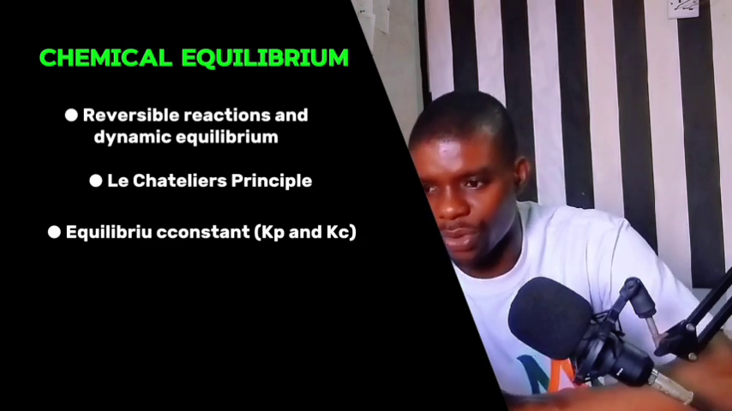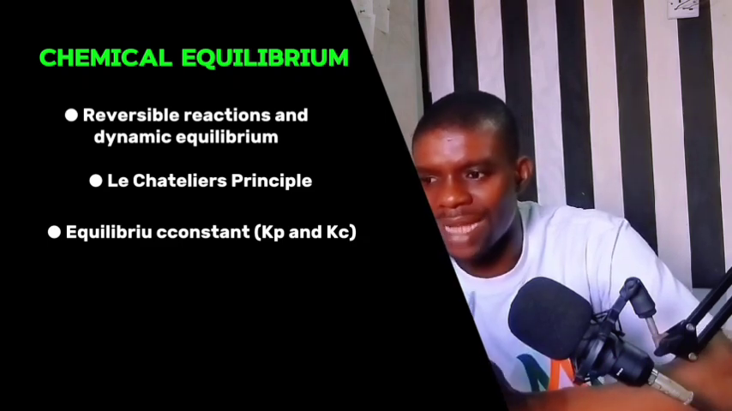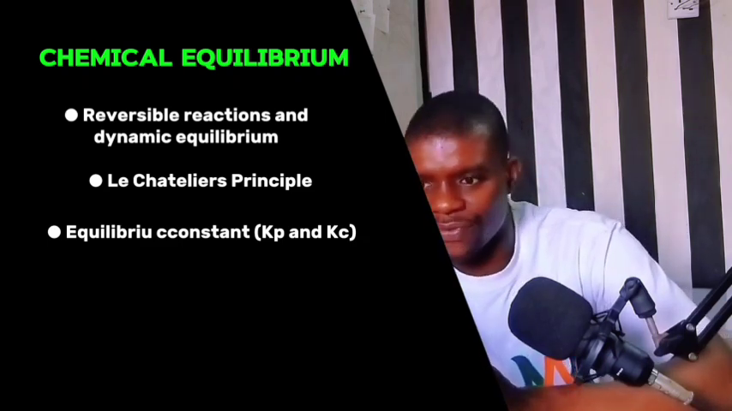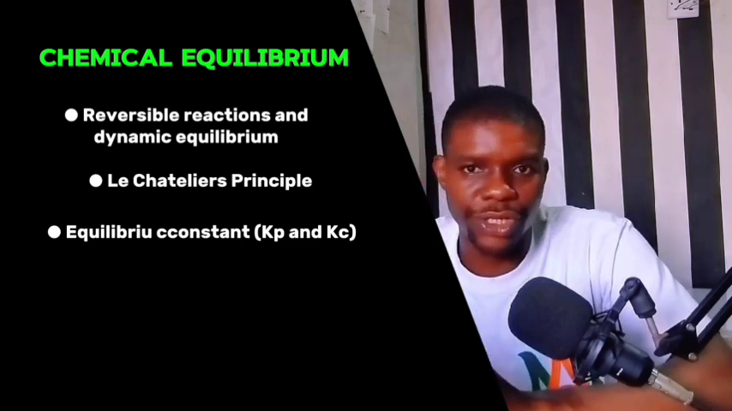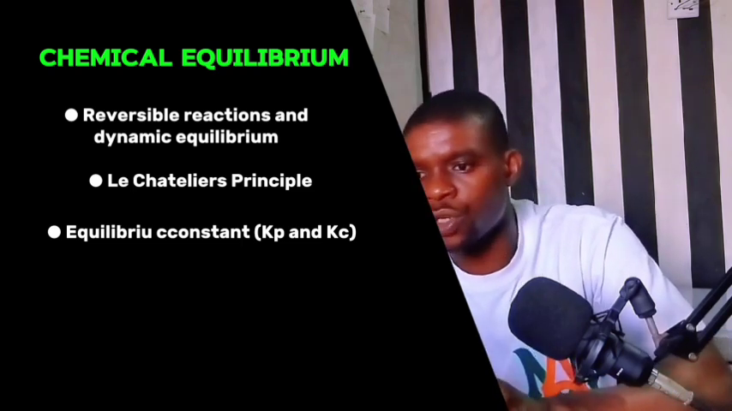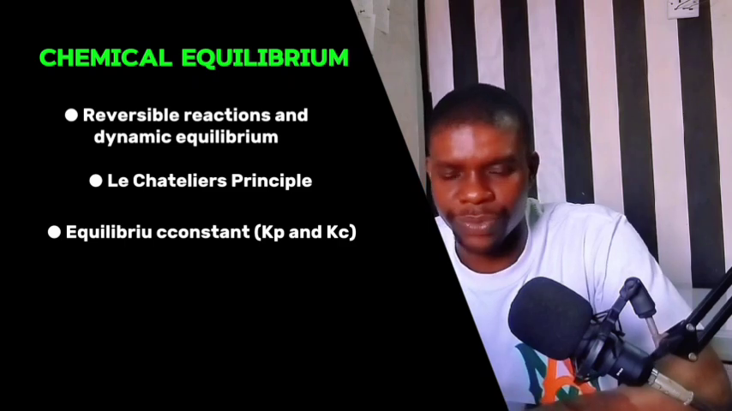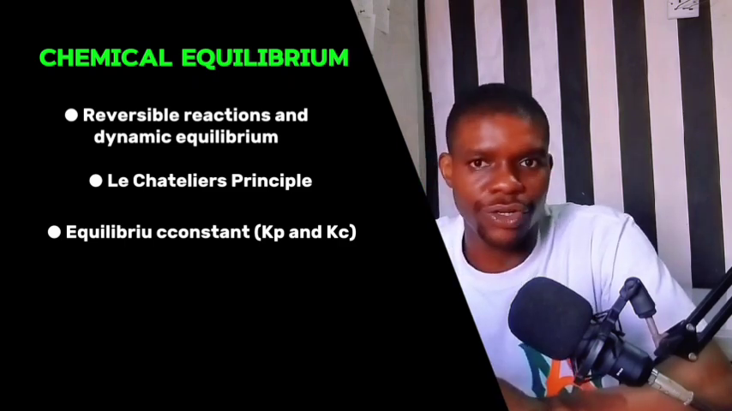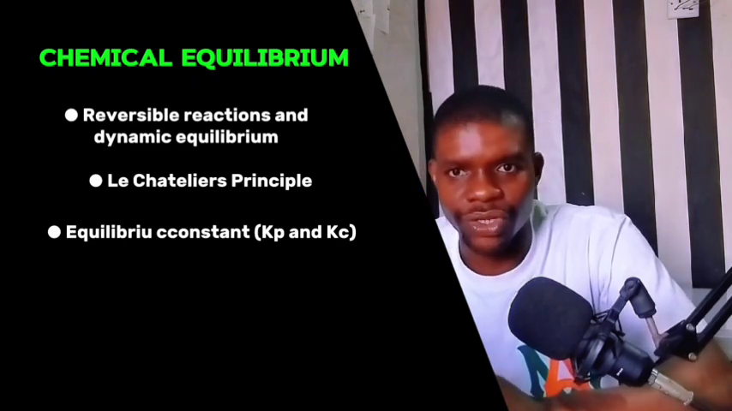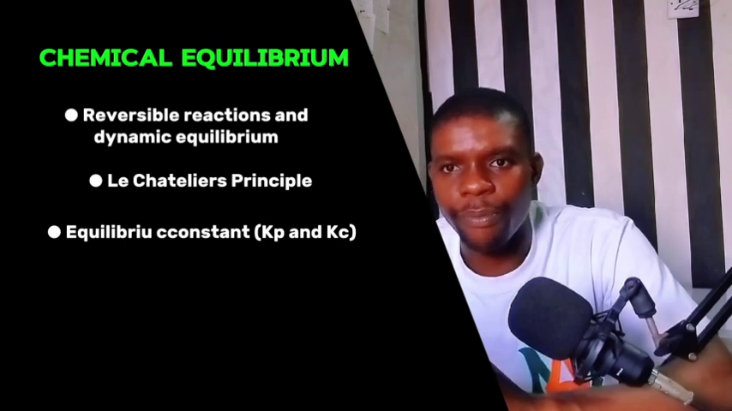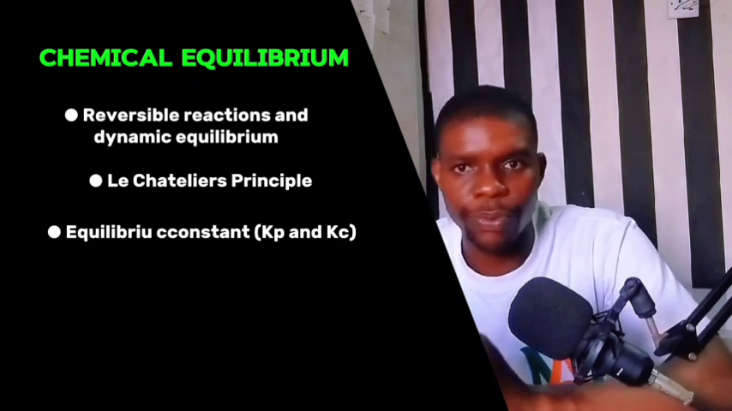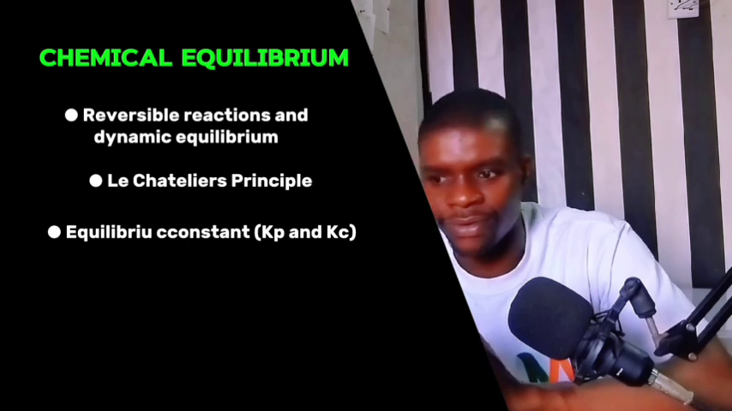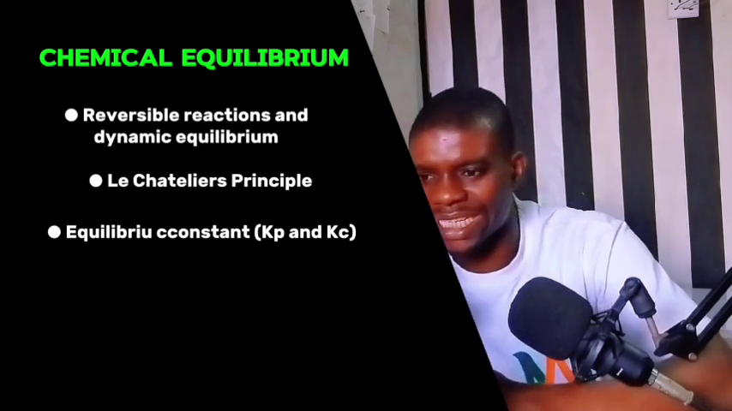Now, the seventh topic to cover is called chemical equilibrium. Yes, reversible reaction and dynamic equilibrium. You need to understand it very well. Le Chatelier's principle. Now, let me tell you here. The large majority of your questions when it comes to chemical equilibrium will come from Le Chatelier's principle. How does change in temperature, how does change in concentration, and how does change in pressure and volume affect the equilibrium position? Where will it shift to? You need to understand this very well. We have the equilibrium constant, Kp and Kc. These are key things you need to understand very well.